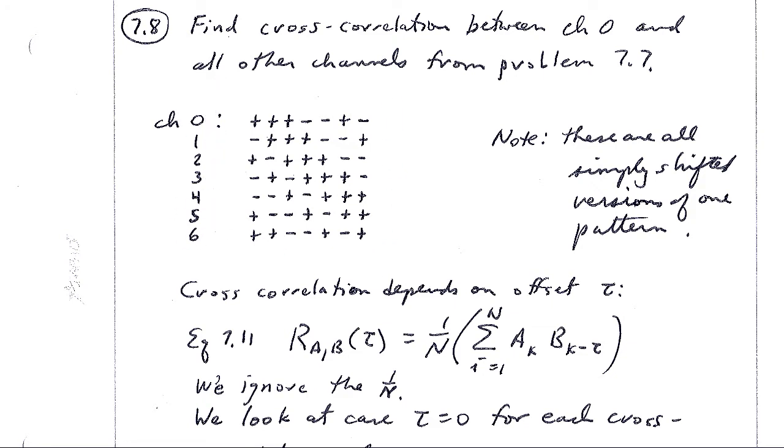And here you can see very clearly the fact that each channel code is just a shifted version of the previous channel code. You can see these 3 pluses and then the 2 minuses sort of marching off to the right here and wrapping around. So here they are.